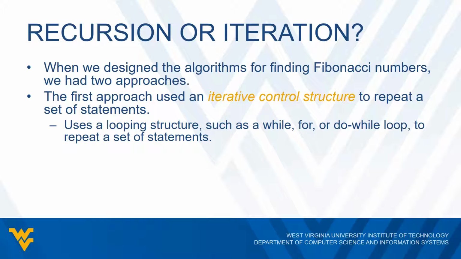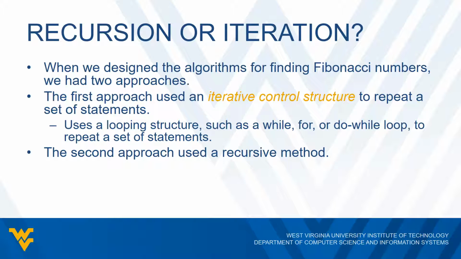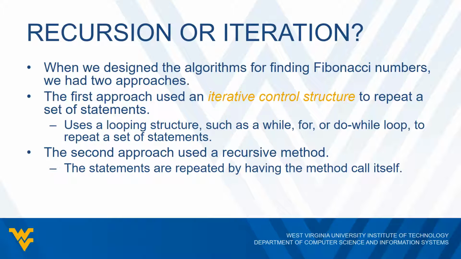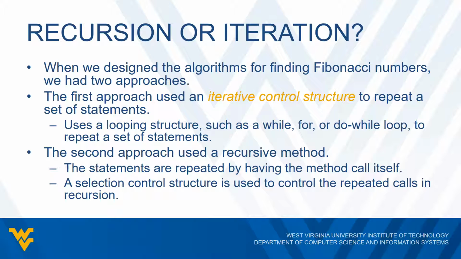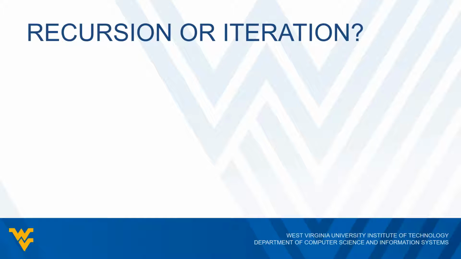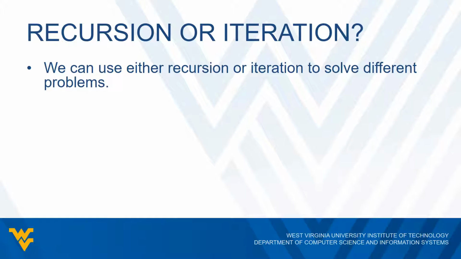The second approach used a recursive method. So what we did is we still repeated statements, but instead of using some type of loop structure, we had the method call itself to handle this repetition. We also used some type of control structure, like an if statement, to control the actual repeated calls in the recursion. So we would use the if statement to determine, do we stop calling the method or do we continue calling the method?